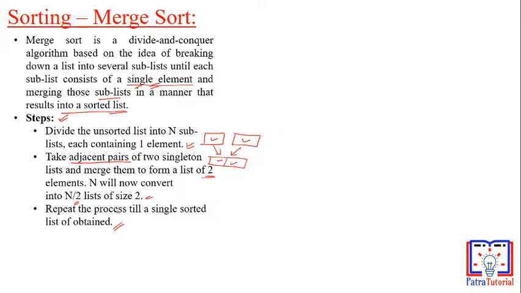So let me take one large list. Suppose this is my original list, an integer array, and the indexes start from 0, 1, 2, 3, 4 and 5. In this list we have 6 elements, and the indexes are 0 to 5, because an array index always starts from 0. Now, according to the first point, I have to divide or break down this list into sublists until each sublist has a single element.